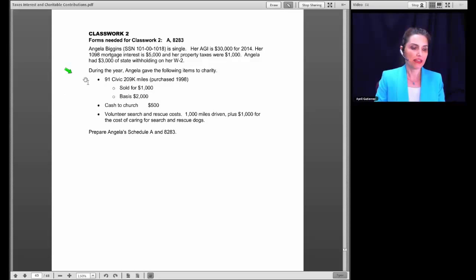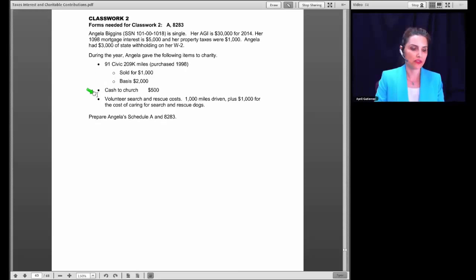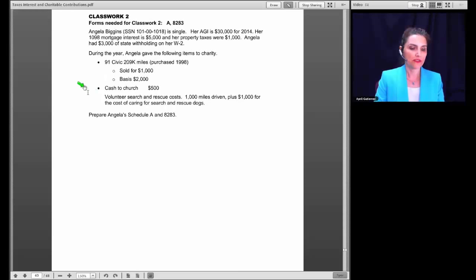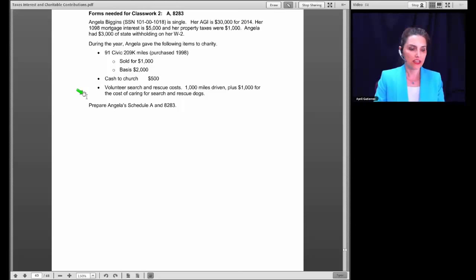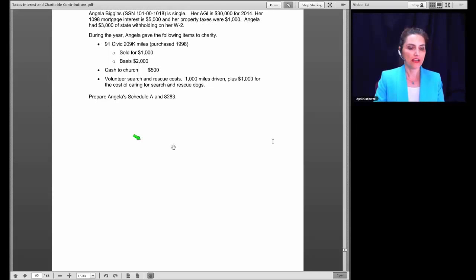She gave away a 1991 Honda Civic with 200,000 miles on it. It sold at auction for $1,000, and her cost basis in the car was $2,000. She also gave $500 to church, and she is involved in volunteer search and rescue, for which she has trained search and rescue dogs. The cost of caring for those dogs was $1,000 for the year, and she also drove 1,000 miles for her volunteer duties of search and rescue.